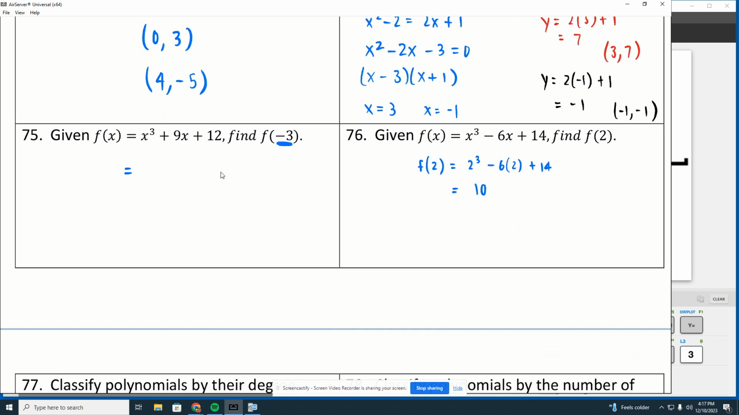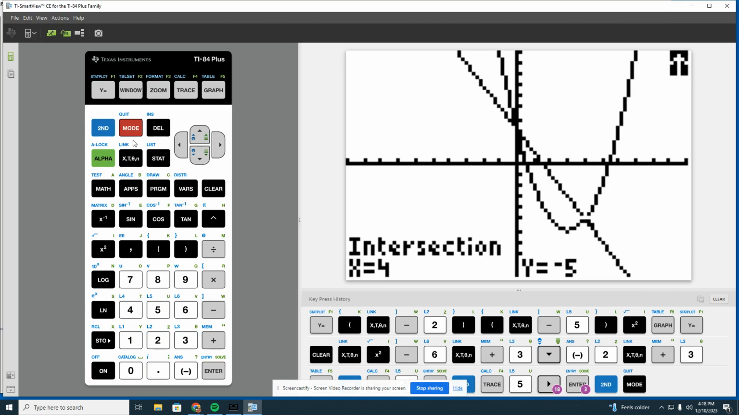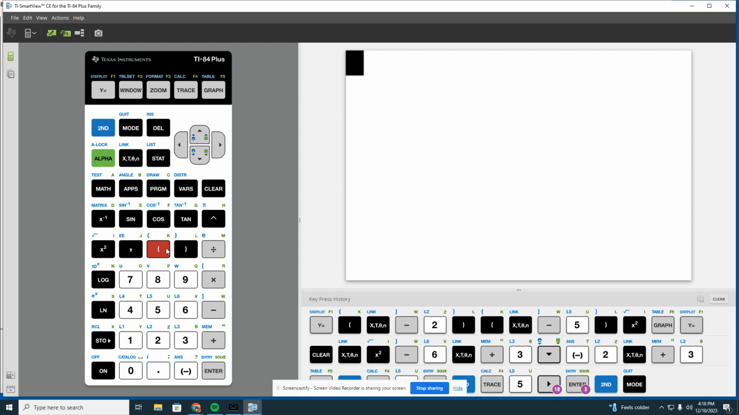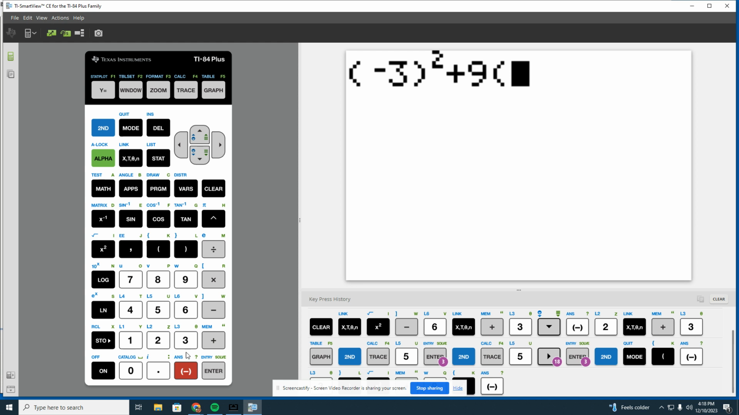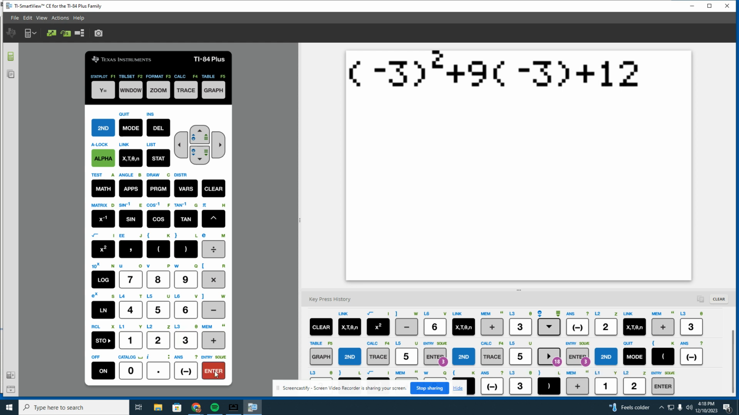When I go plug it in, I've got to put that negative 3 in parentheses before I raise it to any power. That will just ensure that I don't make any mistakes. So I'm just plugging this straight into my calculator. I'm going to go back to my home screen, open parentheses, negative 3, close parentheses squared, plus 9 times negative 3, plus 12, and it does all the work for me. My answer is negative 6.